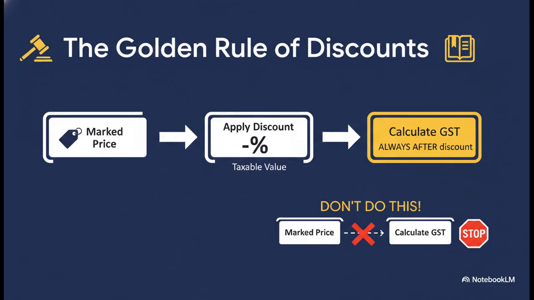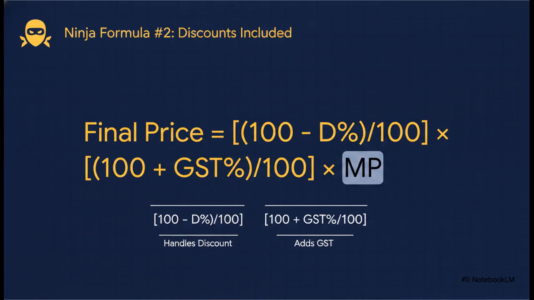That new, lower price is what we call the taxable value, and that is the only number you use to calculate the GST on. And of course, there's a ninja formula for this too. Let's imagine a shirt with a marked price of 2,000 rupees, and it's got a 20% discount. This formula does everything at once. See that first part? That handles the discount. It basically calculates 80% of the price. The second part then adds the GST. It is such a powerful one-step solution for what's really a multi-step problem.